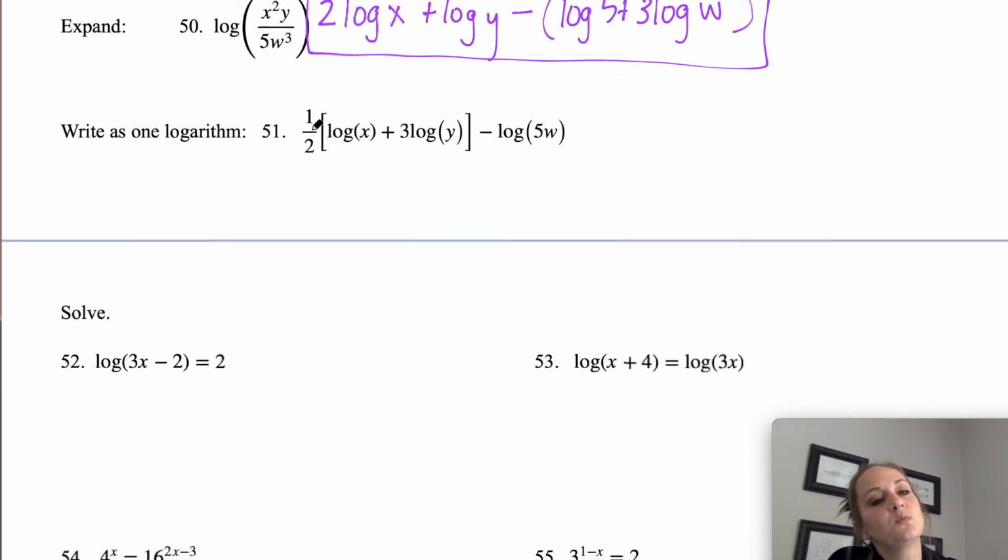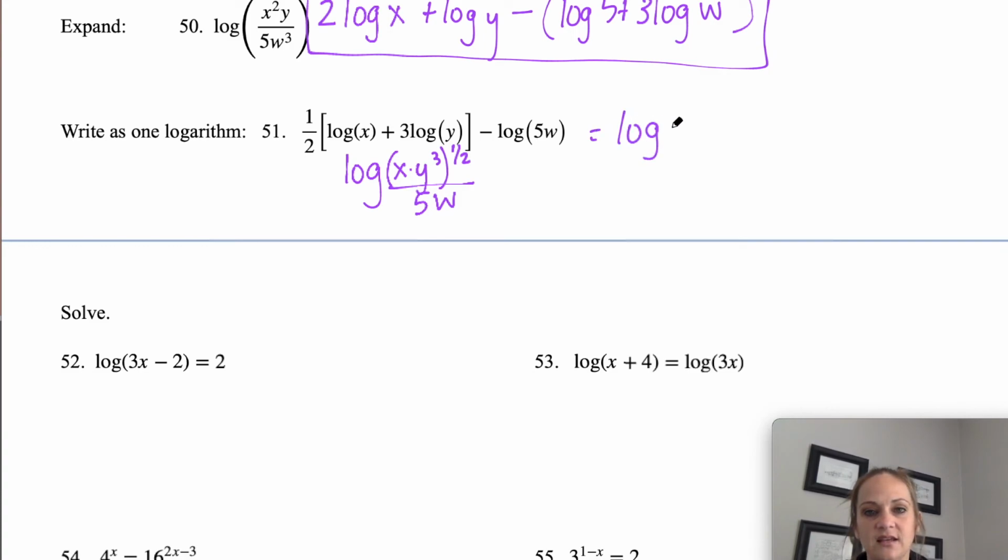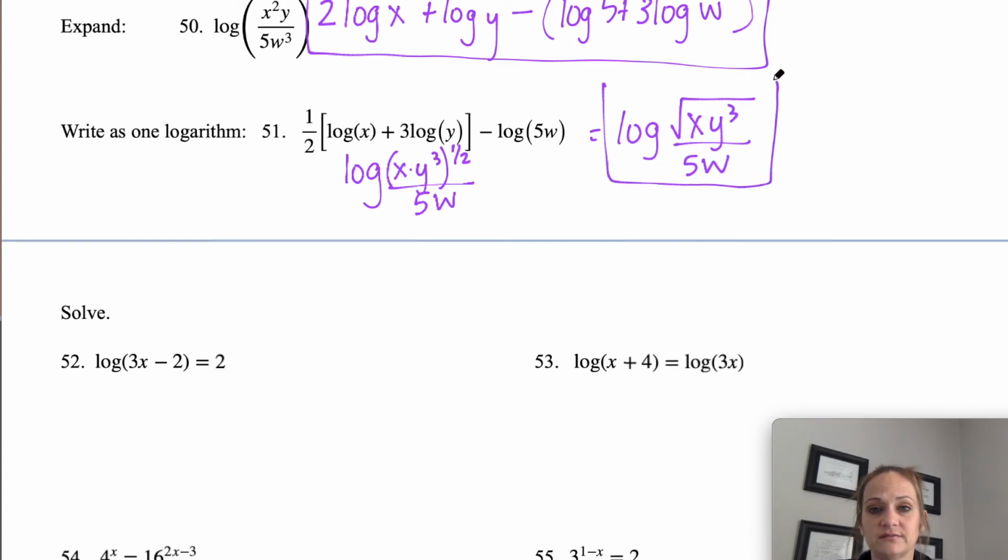Any exponents need to be put down front. Write as one log. Well, this 1/2 is the same thing as a square root, so I can write this as log of x times y to the third, and then all of that raised to the 1/2. And then minus means division of 5w. Now, 1/2 is the same thing as saying the square root. So that would be my final answer.